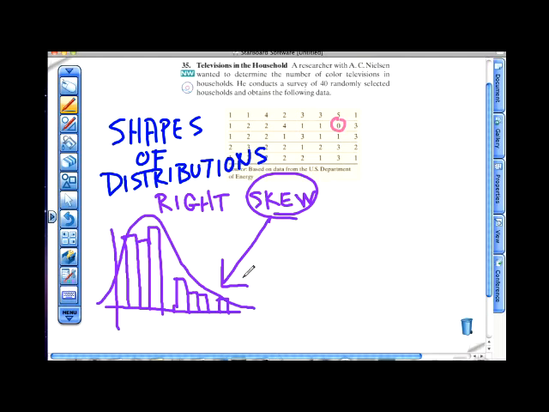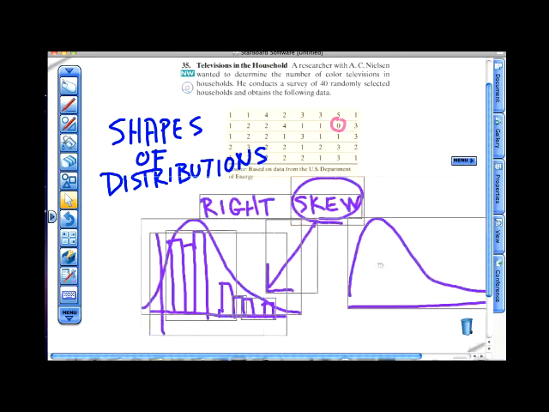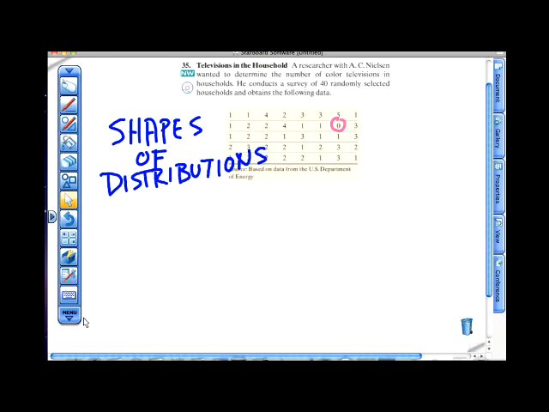Okay? In the continuous case, you would just have something like that. And there's a popular statistical distribution called the chi-square distribution. I don't think we're going to get there this semester, but it is a very popular right skewed distribution. And then consequently, we have a left skewed distribution. So the left skewed distribution piles up on the right-hand side, and the skew is to the left.